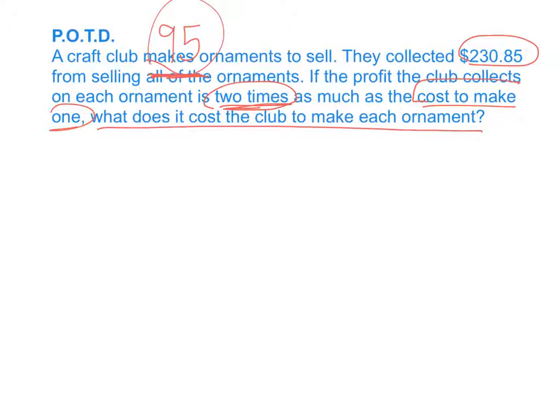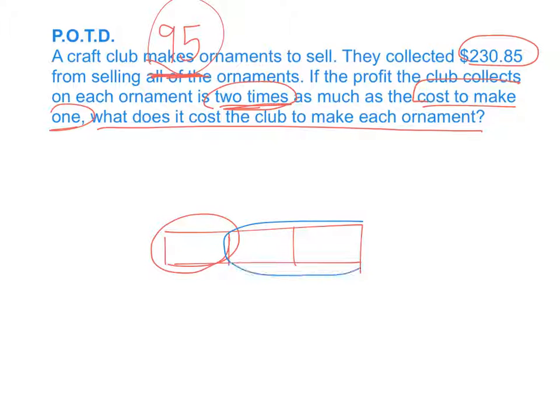So now if we know that they sold 95 ornaments altogether, maybe that will help us figure out how to solve it. Okay. Now if we want to draw a diagram to show one ornament, let's say this is the amount that one ornament costs. I mean, that's how much they sold it for. If I split it into 3 sections, this one section will represent how much it cost to make it, and these 2 sections will represent how much profit they made, right? Because it says that their profit of each ornament is 2 times as much as the cost to make one.